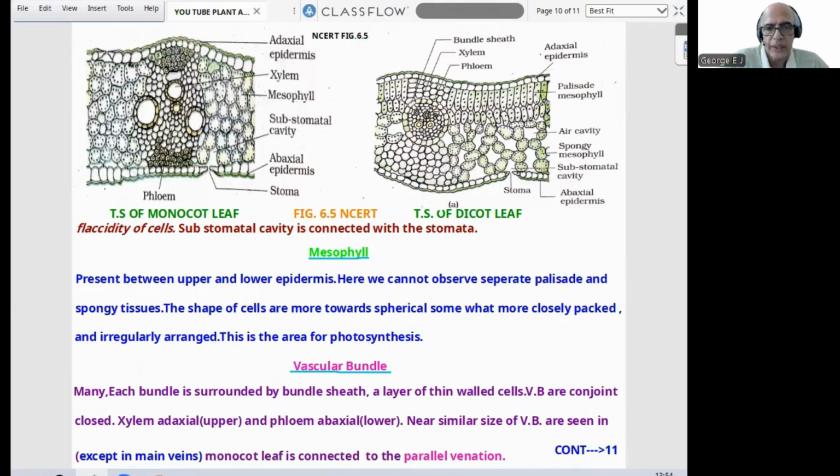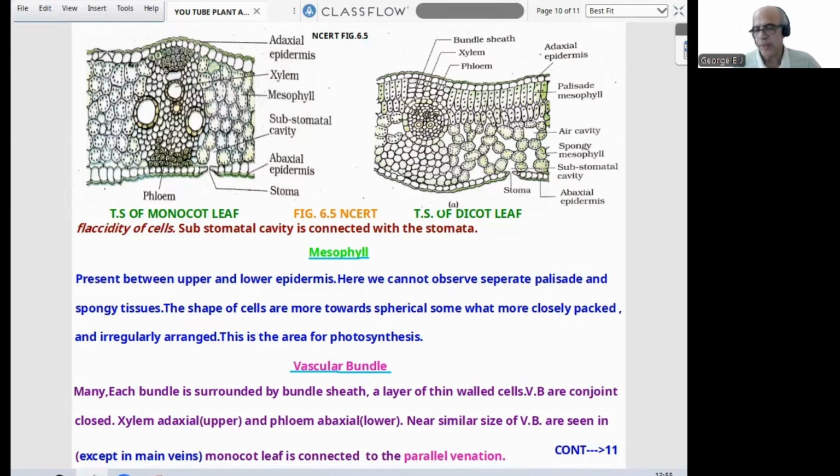Substomatal cavity is connected with the stomata. Now the photosynthetic area as usual, the mesophyll, is present between the upper and lower epidermis. Here we cannot observe separate palisade and spongy tissue, since it is a monocot. The shape of the cells is more towards spherical, somewhat more closely packed and irregularly arranged. This area is the site of photosynthesis.